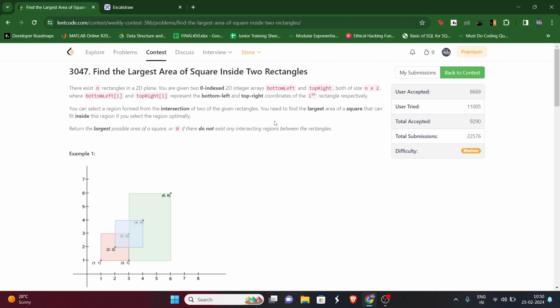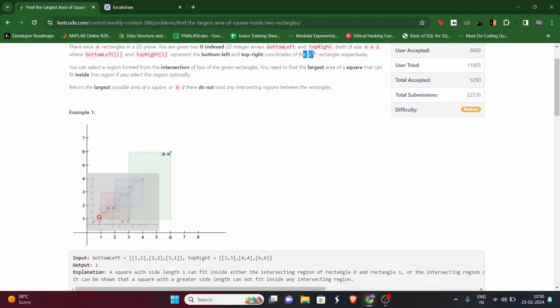Cool. So what the question says: there are n rectangles in a 2D plane, and we will be given two arrays. One will contain the bottom left coordinate of a rectangle, and another will contain the top right coordinate of the same rectangle at the ith position. So basically we'll be given two arrays containing these bottom left and top right coordinates.